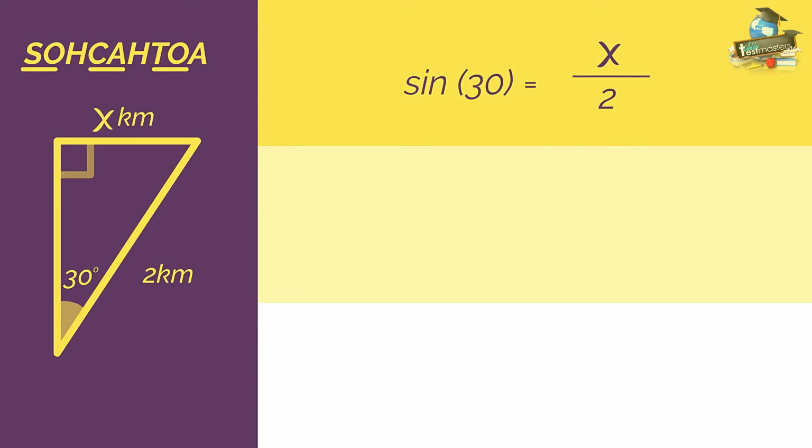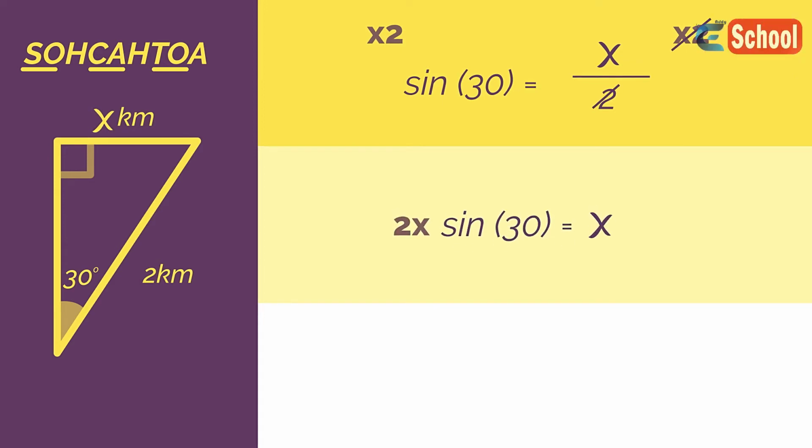But this hasn't given us a value of x yet, so we need to do a simple bit of rearranging. Multiply both sides by 2 and we get 2 times sine 30 equals x. And type that into your calculator, 2 sine 30, and we get x equals 1.